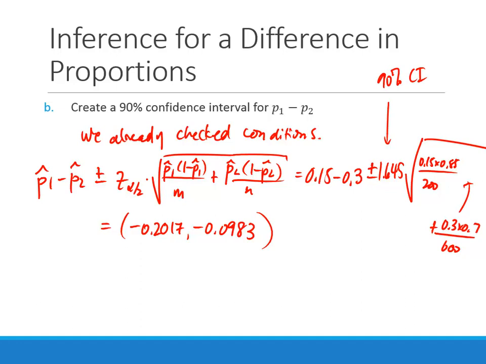Okay, and I'm talking about proportions here, so is it okay that I have negative numbers in my confidence interval? Yeah, right. We're talking about a difference here, so it's totally fine for us to have negative numbers in here. You wouldn't want anything outside plus or minus 1. That would be a bad sign.